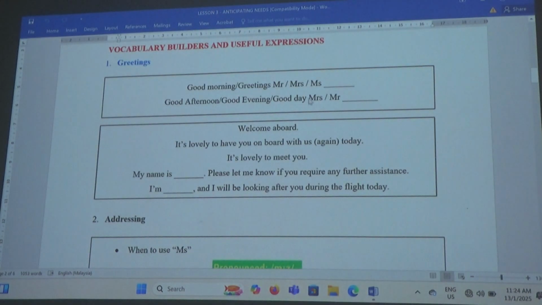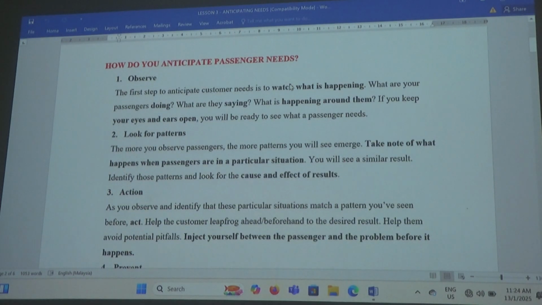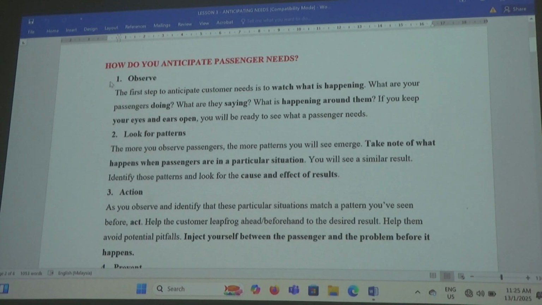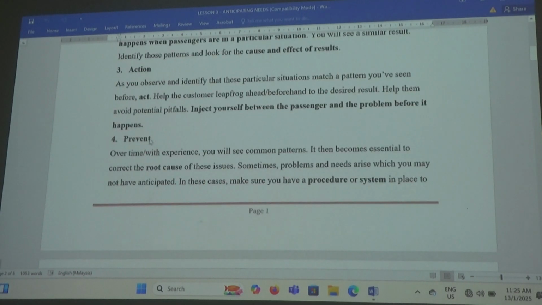Question 6 is basically about this section. Question 6 would be based on this section. How do you anticipate passenger needs? Remember, you have to be proactive, you have to be prepared. I told you at the start of this lesson. So, how do you handle passenger needs? What do you anticipate? Foresee. Remember, I told you anticipate means foresee. There are 4 steps. Observe, look for patterns, action, and prevent. That will be another 10 marks for that. You have to explain to me. Is that okay? And final question.